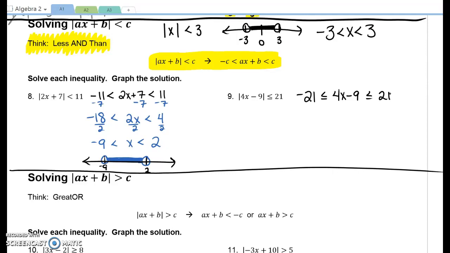-21 less than or equal to 4x minus 9 less than or equal to 21. Notice in this example it's less than or equal to, so that's the symbol that we used. You want the symbol to match what you were originally given. Take a moment, solve this inequality, and graph it.